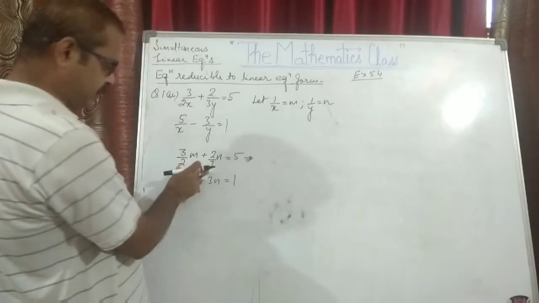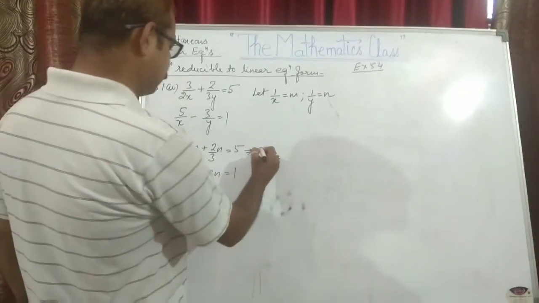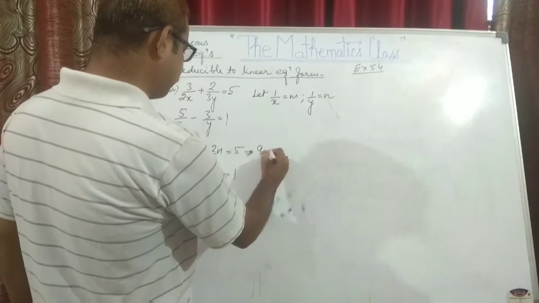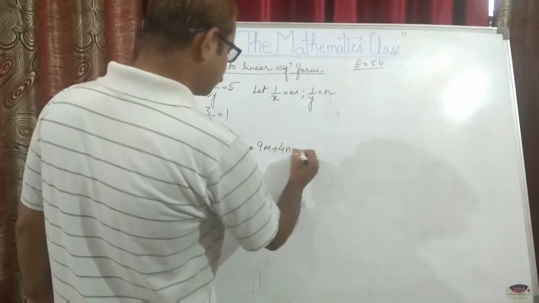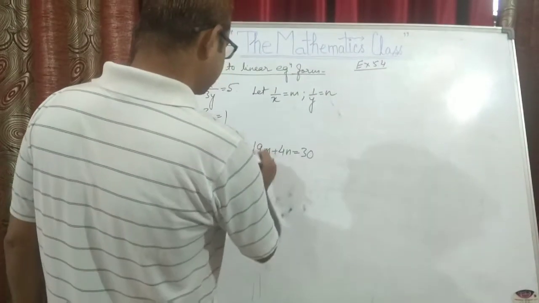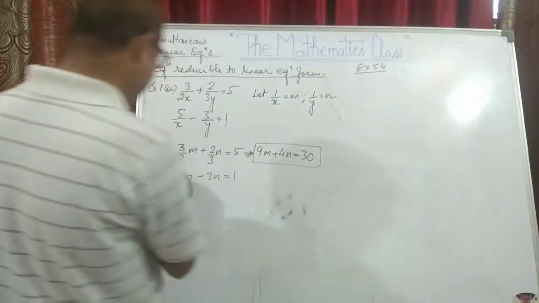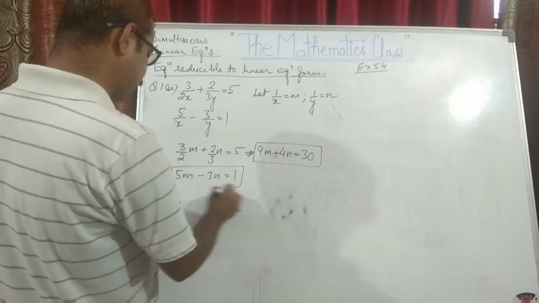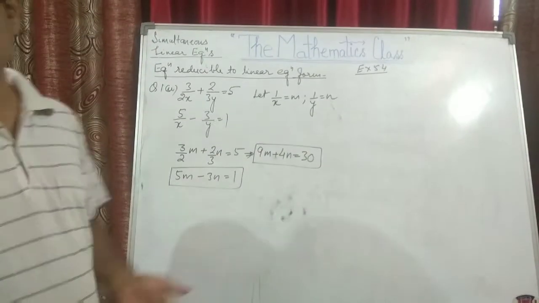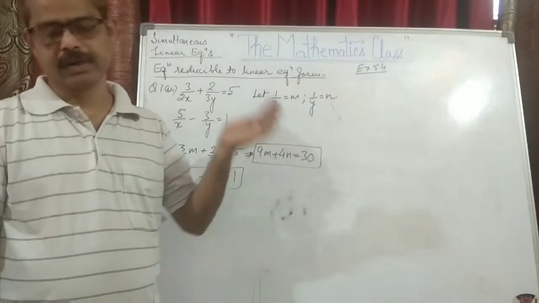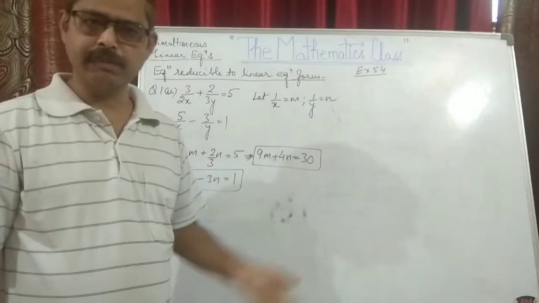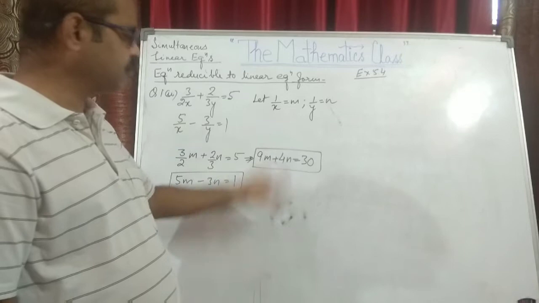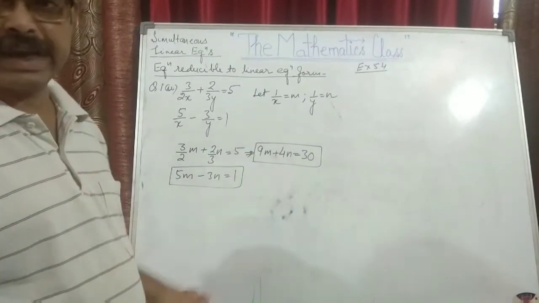If you take the first one, if you take the LCM as 6, it will be 9m plus 4n is equal to 6 fives are 30. This is one equation and this is one equation. Now these 2 equations can be solved by either the cross multiplication method, substitution method or elimination method, and you need to find the values of m and n.